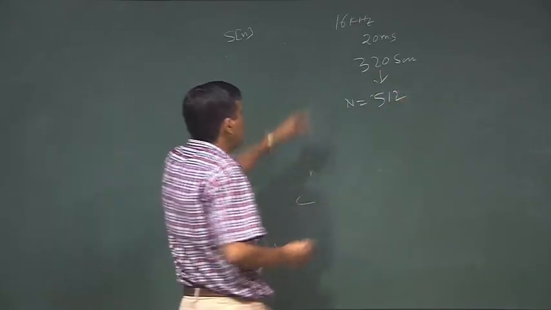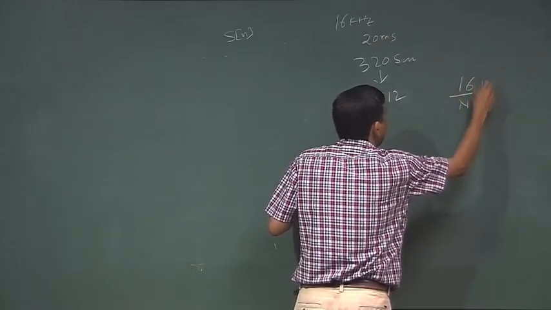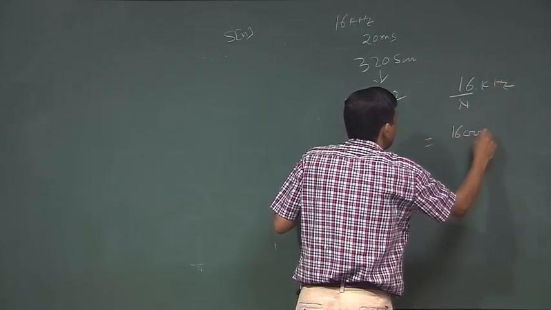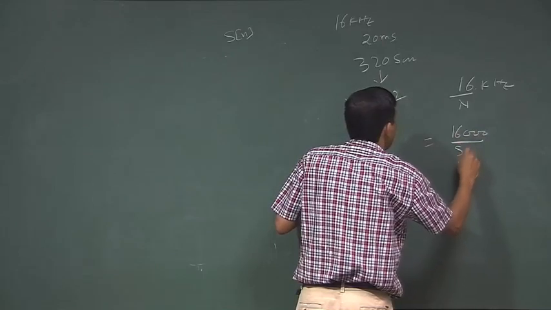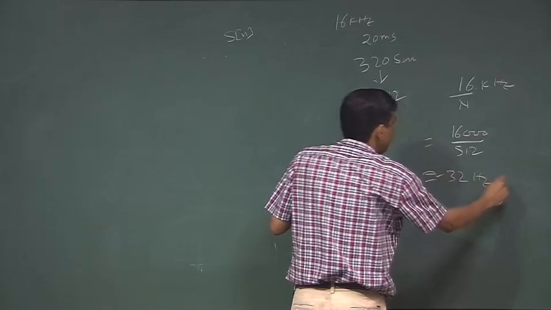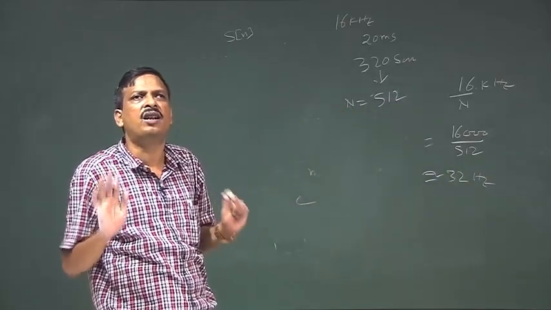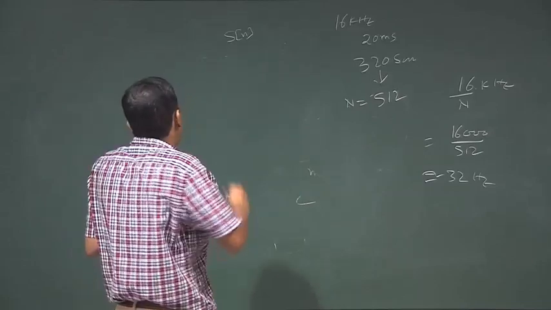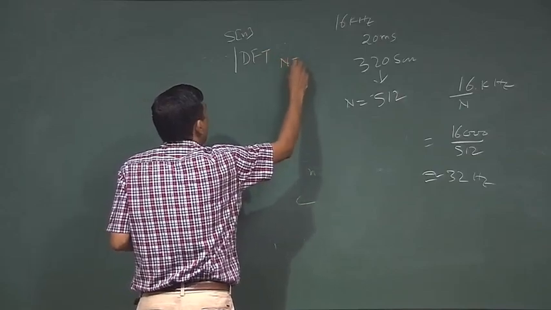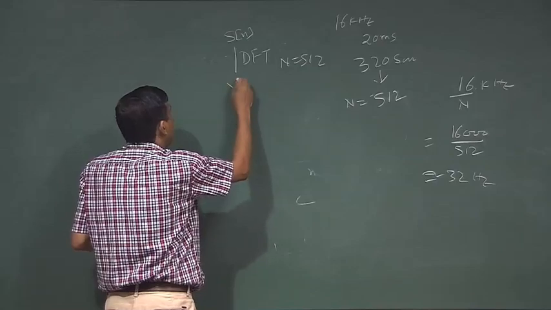So, what is the resolution? 16 kilohertz divided by N. So, 16,000 divided by N, which is 512, is almost 32 hertz, 32 to 33 hertz. Okay, I am satisfied. The resolution is 32 hertz. So, if I take the DFT with N equal to 512, then I get the spectrum.